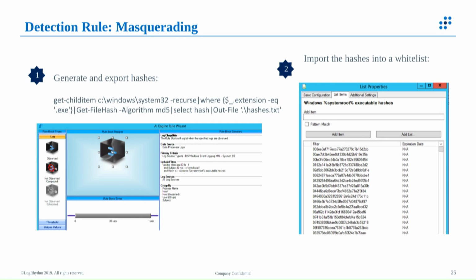Mm-hmm. Awesome. Yeah. Our AI engine can do some learning around this, but we figured the most exacting approach would be to take a golden image system, dump out the hashes from there, and make that your golden list of hashes.